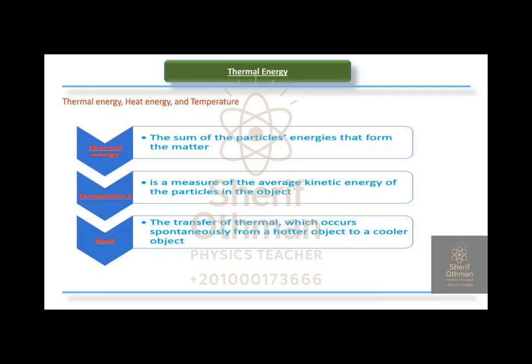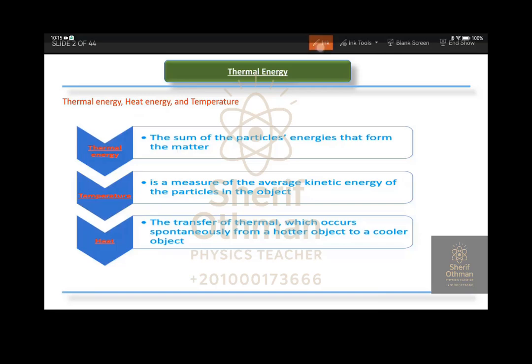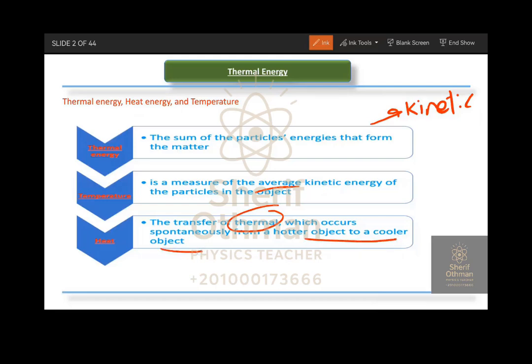Thermal energy is the sum of the particle energy that forms the matter. The type of energy here is kinetic energy. While the temperature is a measure of the average kinetic energy of the particles in the object. While heat is the transfer of thermal energy, which occurs spontaneously from a hotter object to a cooler one.